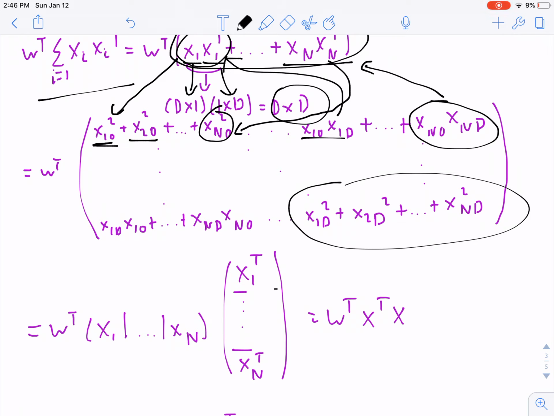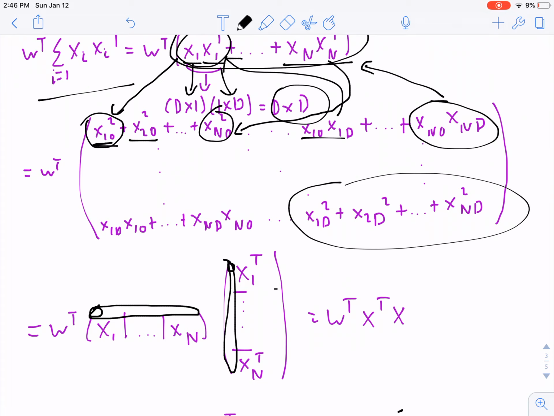Well, let's just check our four corners. To check the top left corner, that would be the product of the first row of x transpose and the first column of x. And so we see that x1 naught comes from the first element of the first row of x transpose, which will be x1 naught, and the first element of the first column of normal x will be x1 naught.